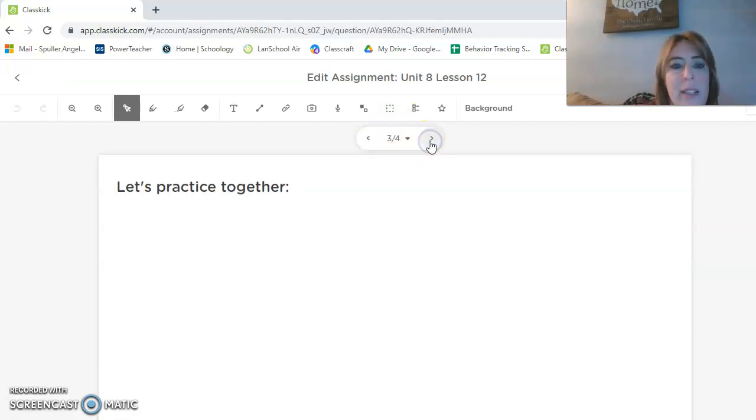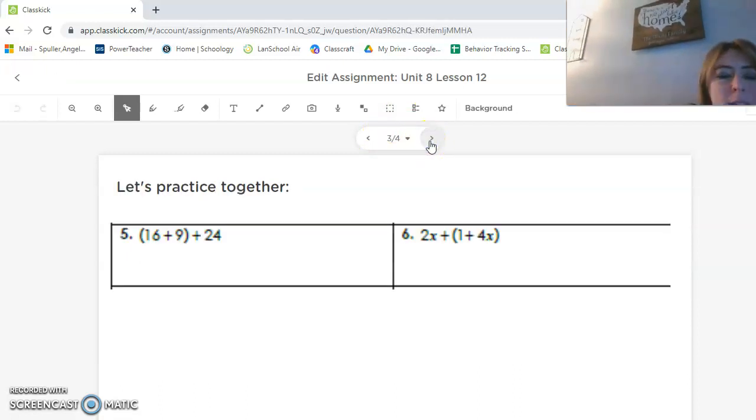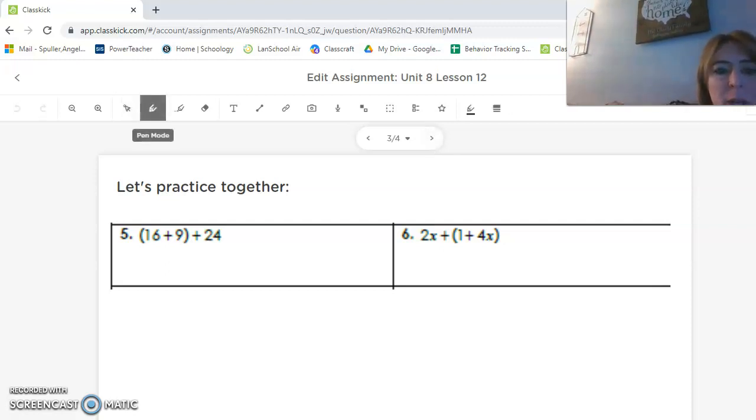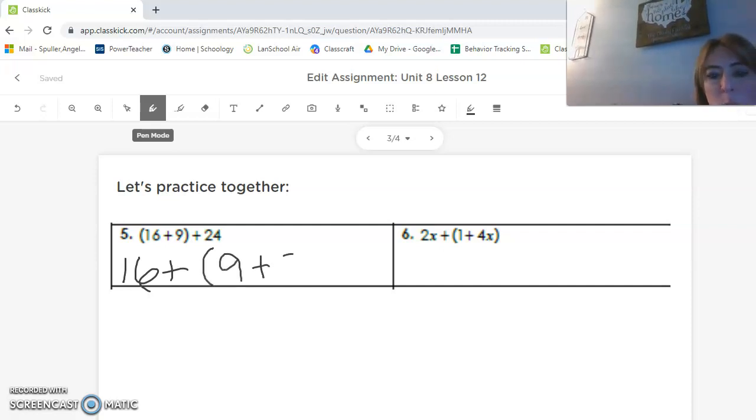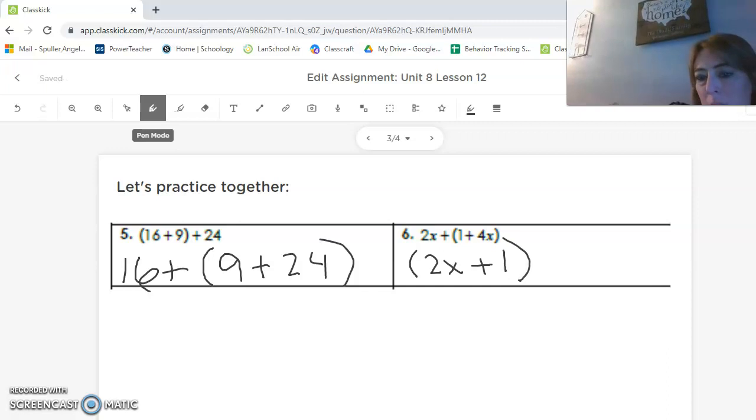All right, let's practice this. Okay, so all I'm going to do is change the grouping. I'm going to keep everything the same otherwise. So for this one, I'm just going to say, instead of having the parentheses at the beginning, I'm going to say 16 plus, and I'm going to group 9 plus 24. Okay, change the grouping. I'm going to say 2x plus 1, group it, plus 4x.